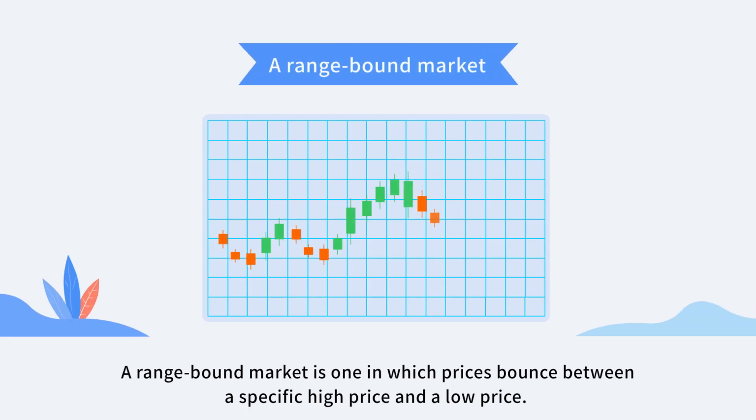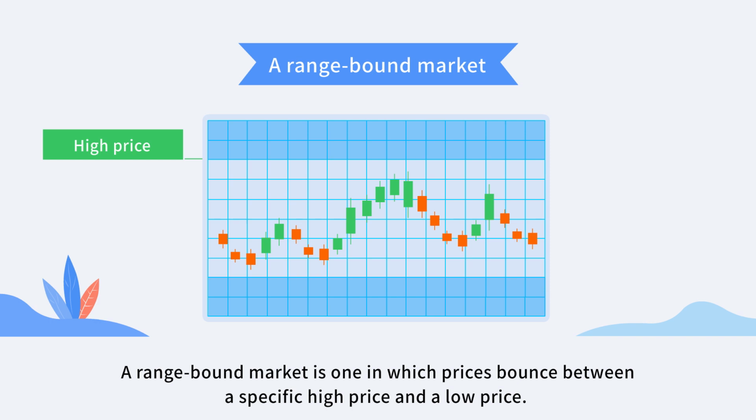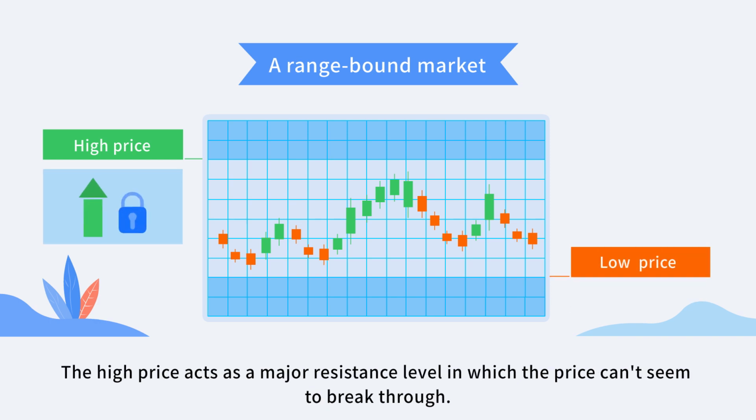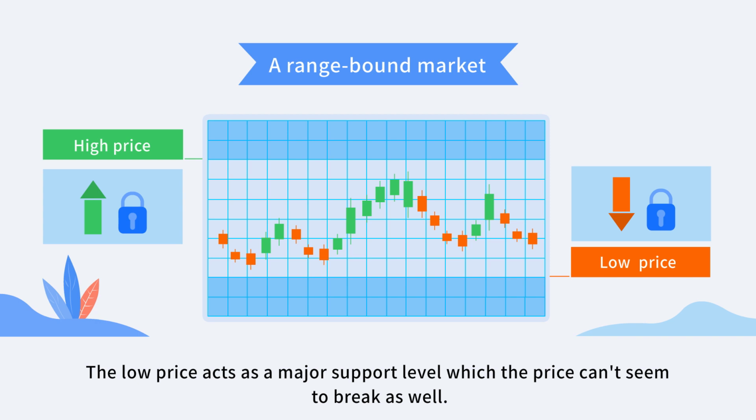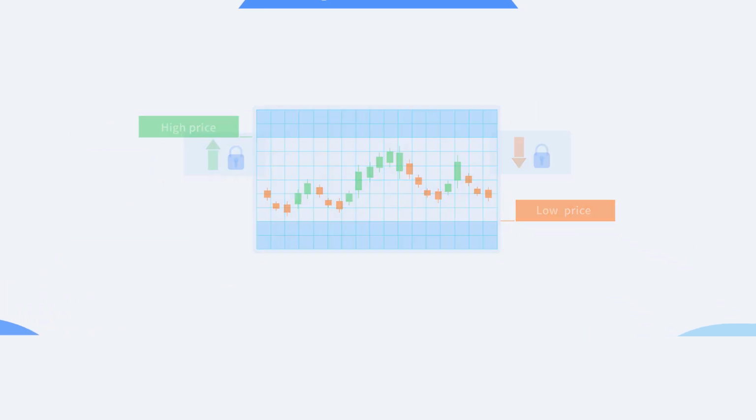A range-bound market is one in which prices bounce between a specific high price and a low price. The high price acts as a major resistance level in which the price can't seem to break through. The low price acts as a major support level, which the price can't seem to break as well.